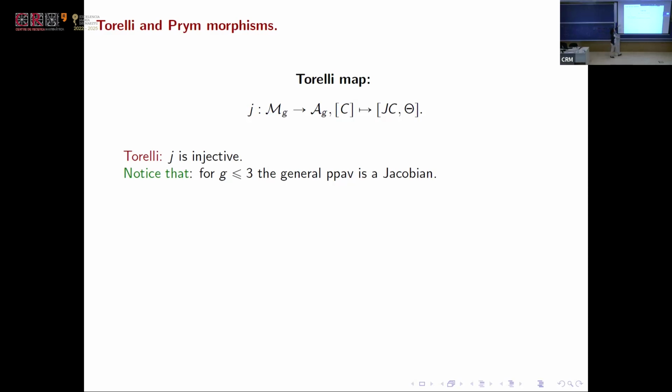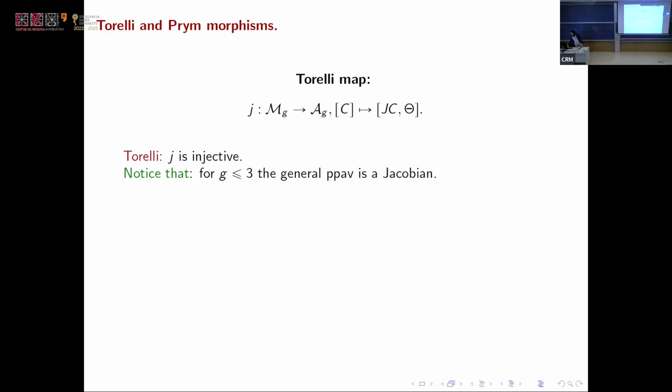So we know that it is injective, and it is dominant for genus g up to 3. So the general principally polarized abelian variety is a Jacobian. This is very useful: if we take an abelian variety of dimension up to 3, then we know that the generic one will be a Jacobian.